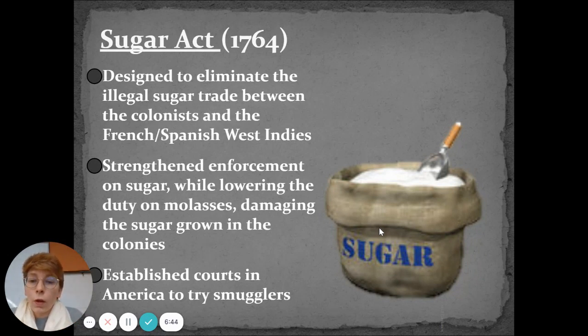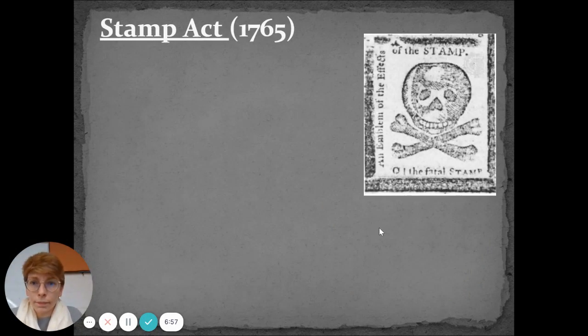This very much so went against a lot of the colonists' economies because they had actually established a huge smuggling network for sugar and other goods to kind of try and bypass British taxes.